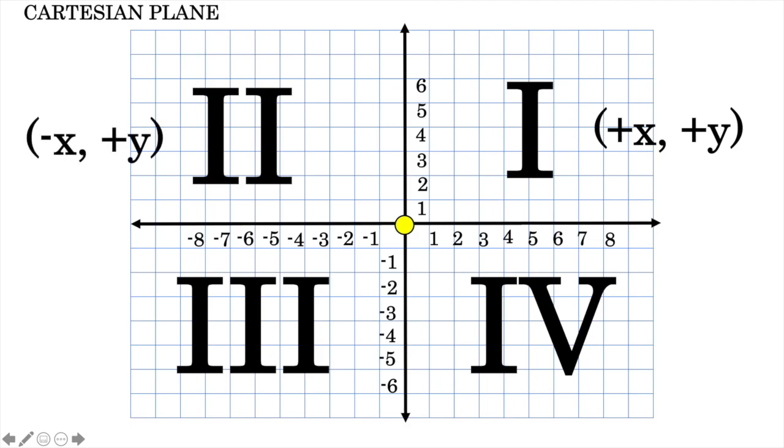While here at quadrant 2, in this side of the line, we have the negative x coordinates and a positive y coordinate. So in quadrant 3, we have both the x and y coordinates as negative coordinates. And lastly, for quadrant 4, we have positive x and negative y.